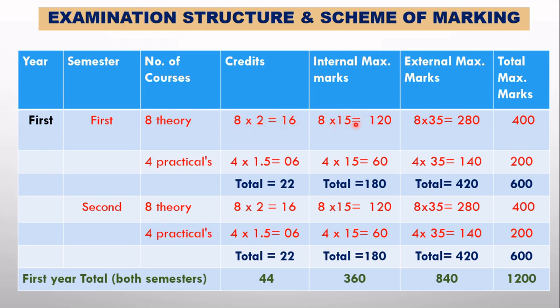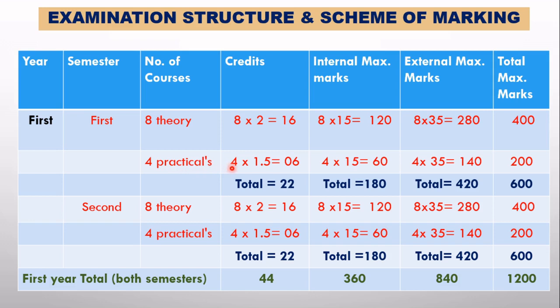Now if we see internal marks, we know these are 8 subjects. Marks are divided 70-30, so 15 marks for internal and 35 marks for external examination. So 15 into 8 becomes 120 internal marks. External marks, 8 into 35, becomes 280 marks, and 280 plus 120 becomes 400 total marks.